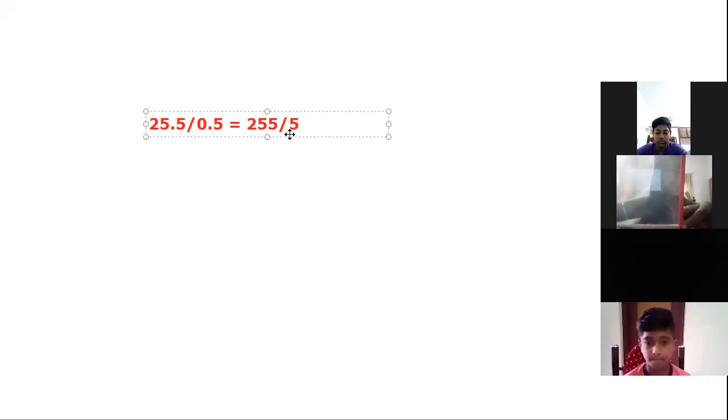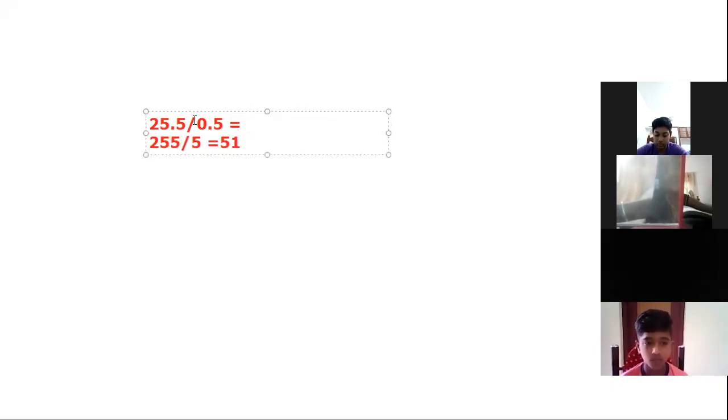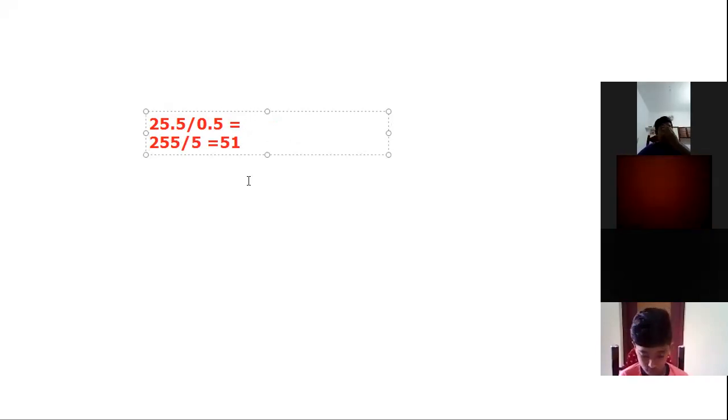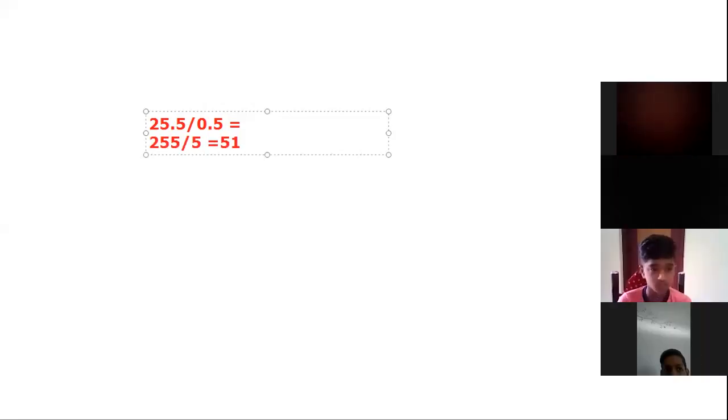Then what is the answer? What will you get when you divide 255 by 5? It should be 51. The value of 255 divided by 5 is equal to 51. Then what about the value of 25.5 divided by 0.5? What is it? Is it 5.1? Do you have any other answers? Anyone?